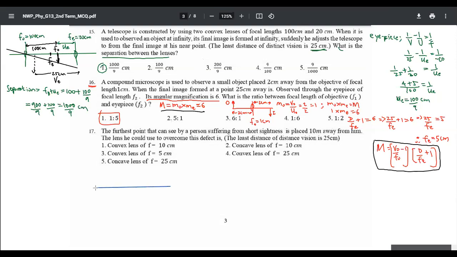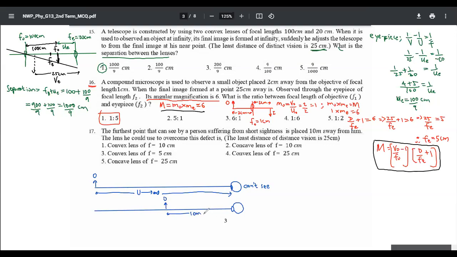Short-sighted means he can see objects close to his eye, but he can't see objects far away from his eye. If you keep an object at infinity from his eye, he will not be able to see it. But if you keep an object at 10 meters from his eye, he can see, because that is his furthest point.